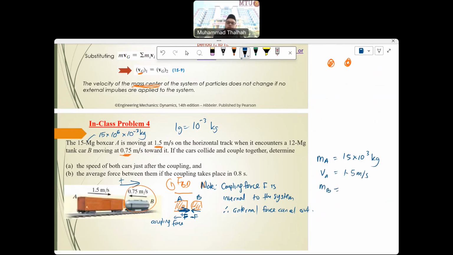The mass of car B is 12 times 10 to the power of 3 kilograms. And the velocity of B, guess what? Is it positive or negative? Negative, right? Because it is in the opposite direction. We have decided that our positive convention will be towards the right, and therefore the velocity of B is 0.75, it's actually negative 0.75. Why? Because velocity is a vector. It has magnitude and direction. If you have a negative direction, you have to take it into account and put the negative sign there.